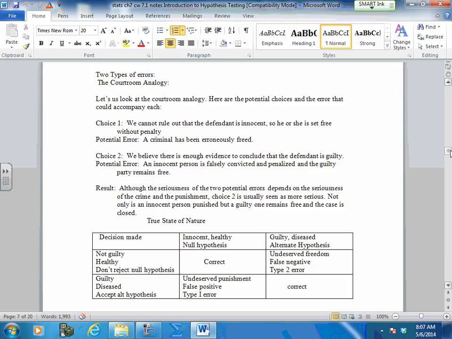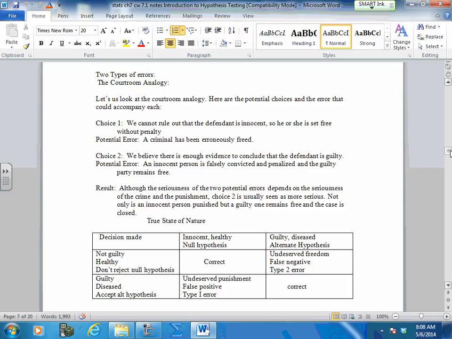Although the seriousness of your two potential errors depends on the seriousness of your crime and the punishment, choice 2 is usually seen as more serious. That there was enough evidence to conclude this, but we let them free. Usually that, they say, is the worst one. Because, one second, if he is in jail, what usually happens? An appeal. So he gets a chance to appeal. If we let him free, we don't get a chance to pull him back.